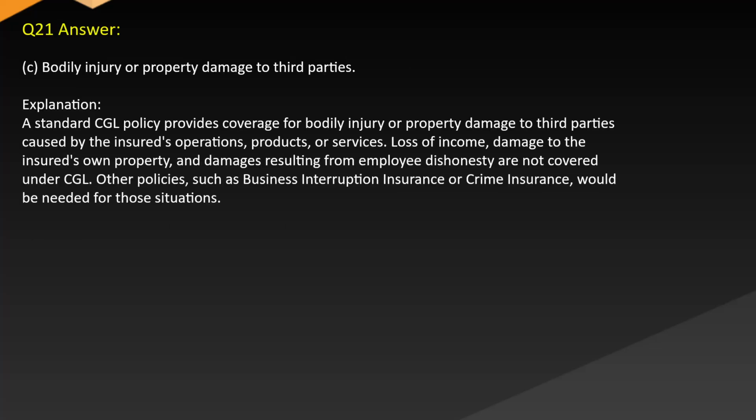Answer: C. Bodily injury or property damage to third parties. Explanation: a standard CGL policy provides coverage for bodily injury or property damage to third parties caused by the insured's operations, products, or services. Loss of income, damage to the insured's own property, and damages resulting from employee dishonesty are not covered under CGL. Other policies, such as business interruption insurance or crime insurance, would be needed for those situations.